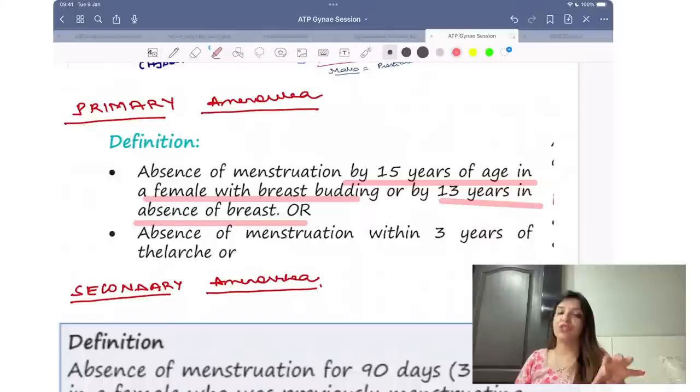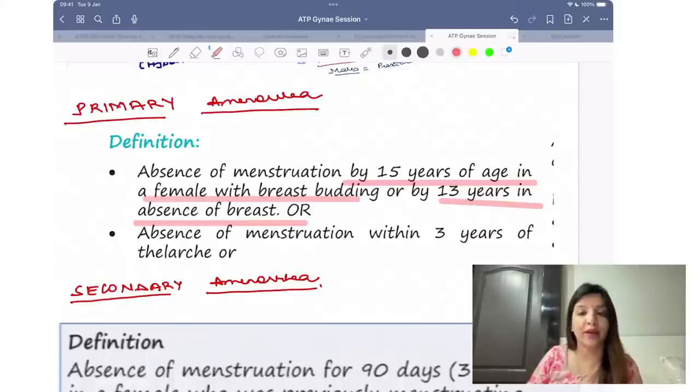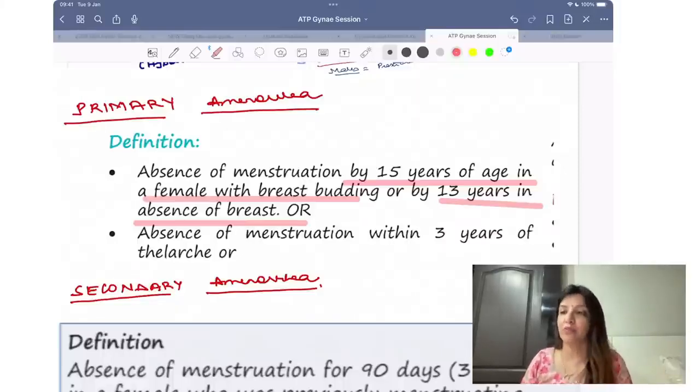One is if breast is present and she has not experienced menarche by 15 years, then we call it primary amenorrhea. Or if breast is absent and she has not experienced menarche by 13 years, then that is primary amenorrhea. Second definition.